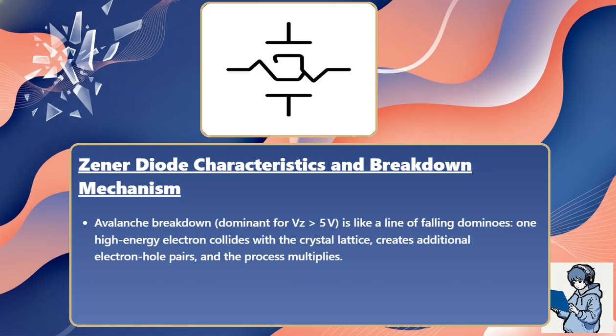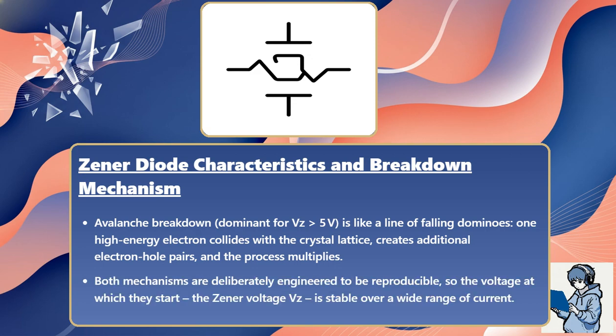Avalanche breakdown, dominant for Vz greater than 5 volts, is like a line of falling dominoes. One high-energy electron collides with the crystal lattice, creates additional electron-hole pairs, and the process multiplies. Both mechanisms are deliberately engineered to be reproducible, so the voltage at which they start, the Zener voltage Vz, is stable over a wide range of current.